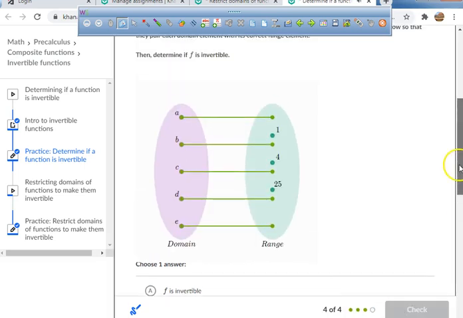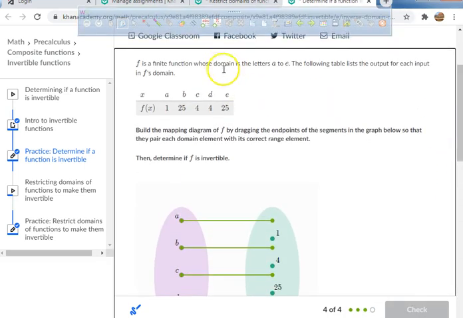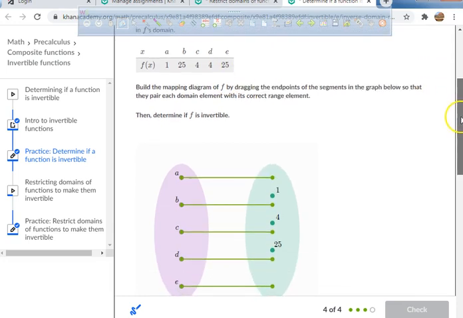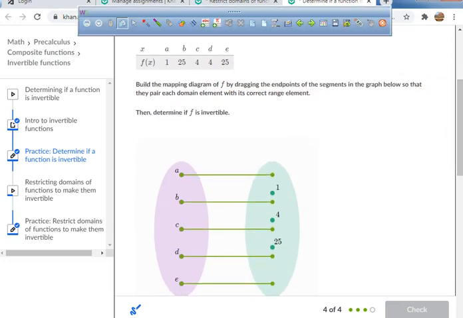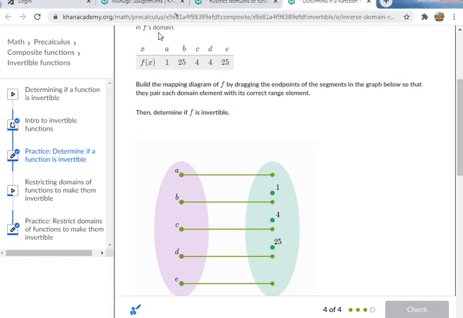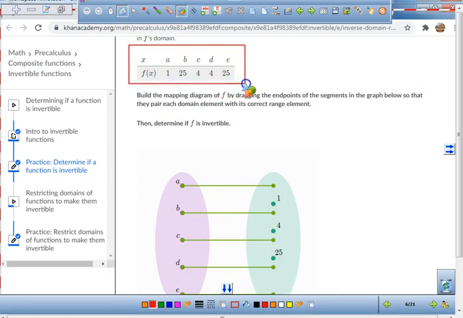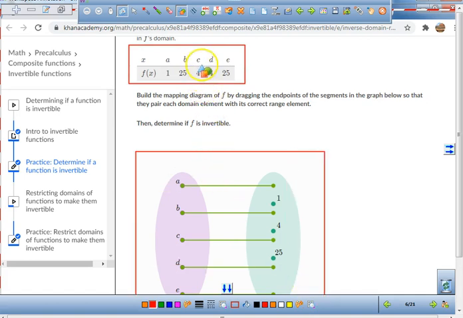Okay, let's take a look at this next one. I'm going to try to zoom. All right, here's the table, and then here's the map. Now you can see these elements of the domain right here have the same y value, two different elements of the domain with the same y value. This is where you have a function, it's just not going to be an invertible function, because B and E both go to 25 and C and D both go to the number 4.